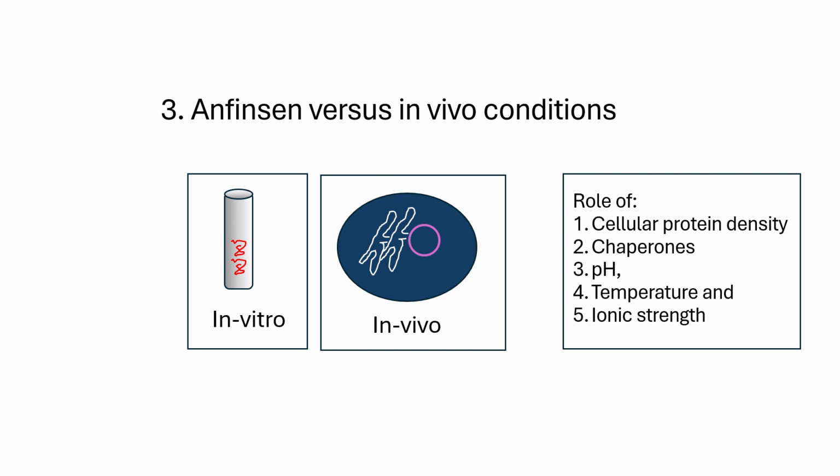To avoid that from happening, the cell has evolved specialized machinery consisting of chaperones, or these are the proteins or shaper molecules. What they do, they assist a protein to fold, unfold, or to acquire proper 3D or native conformation. So the role of cellular protein density as well as chaperone cannot be explained by his model. In addition, the effect of other denaturants such as pH, temperature, and ionic strength cannot be explained by this model.